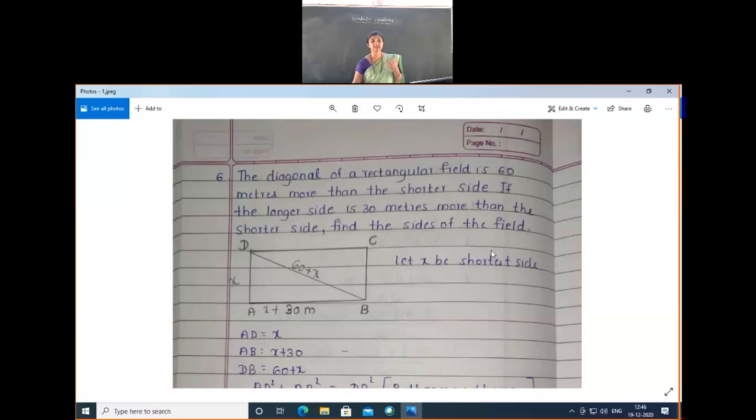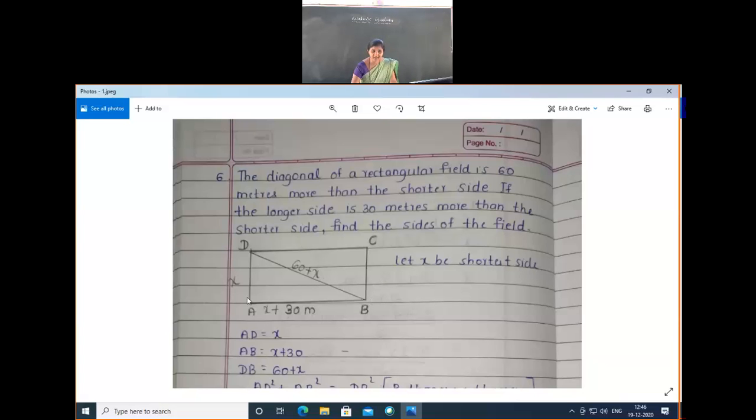Find the sides of the field. We are using the rectangle property, you all know this: AB is equal to DC, and AD is equal to BC. If AD is the shortest side, then AB is the longest side among the four sides. AB and DC are both equal, the longest sides. AD and BC are the smaller sides, both equal. Here we are taking the help of the diagonal.